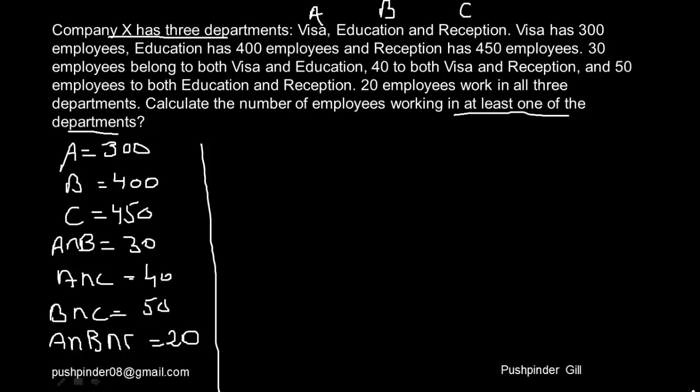So you can safely assume that A union B union C would be equal to this. Just apply the expression here: A plus B plus C minus this, minus this, minus this, and plus this. You will get your answer. So I hope everyone is understanding. You just need a structured approach and you will be able to find the answer, right?